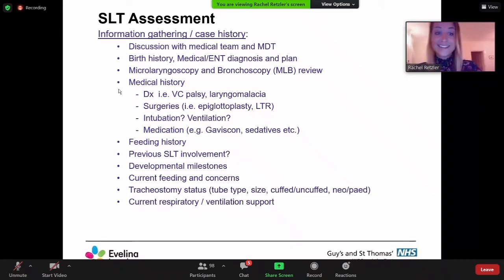If they're a child with a tracheostomy, same thing. You want to know that tracheostomy status. How long have they had it? What's their current status with their tube?